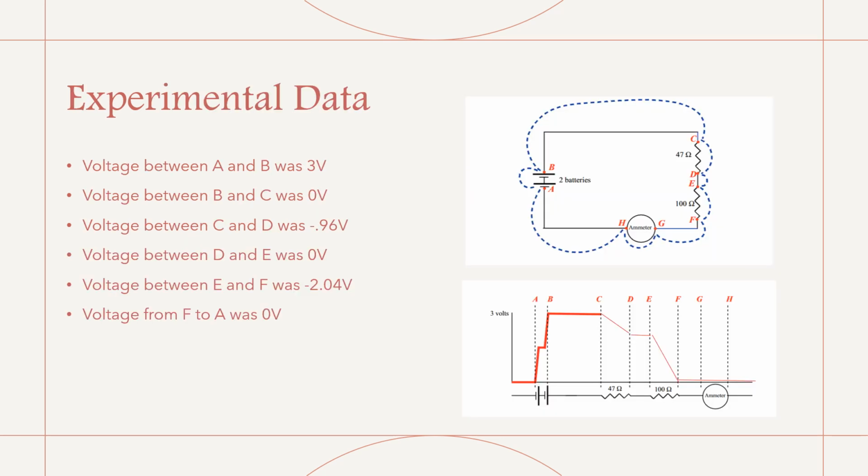So for the experimental data for part 1 of the lab, the voltage between A and B was 3 volts, then B and C went to 0. Between C and D over the resistor, it was negative 0.96. D and E 0 again, and then negative 2.04 over the other resistor, and then for the rest of it, it was 0 volts. There's the chart labeling A, B, C, D, E, F, H and G, and then the graph that I had for the data.